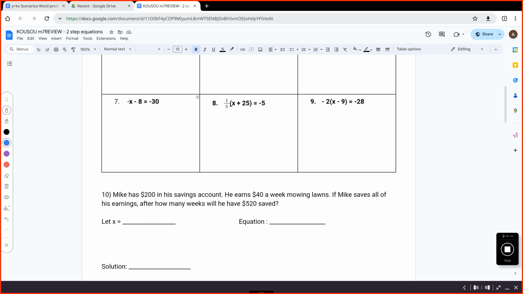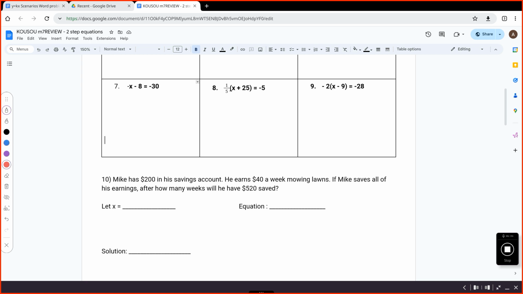All right, number 7, we have here negative x minus 8 is equal to negative 30. So we're going to start with the term without the x, that is the negative 8, and we're going to do the opposite, which is plus 8. So here on the left, we have negative x is equal to negative 30 plus 8, which is negative 22. Insert the 1 here, and now we're going to divide each side by negative 1. And now we have x is equal to positive 22.